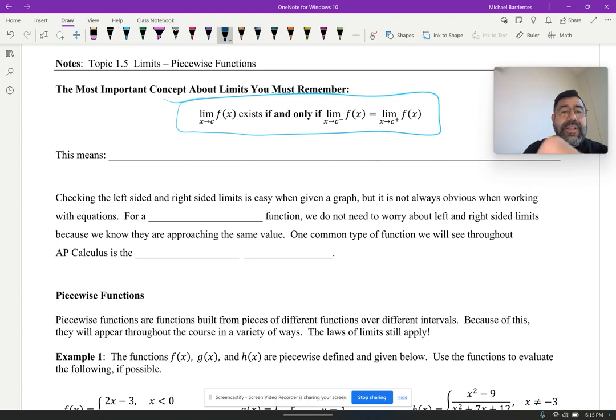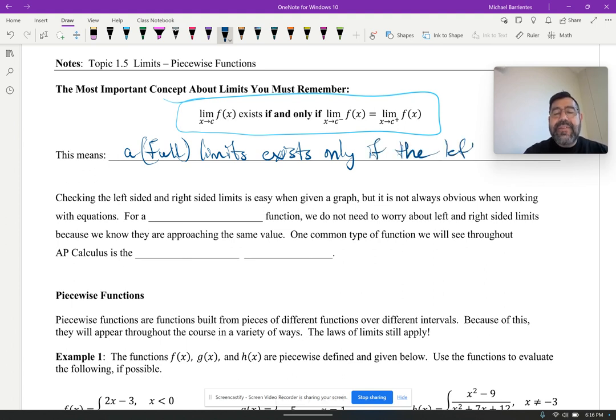So let's write down what this says. This means a limit, and in parentheses, I'll put a full limit from both sides. A full limit exists only if the left and right sided limits are the same.